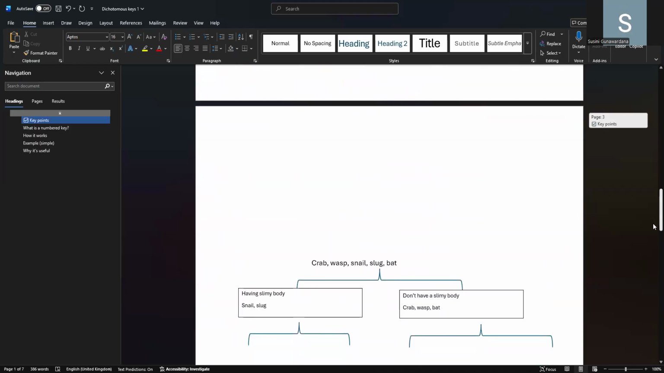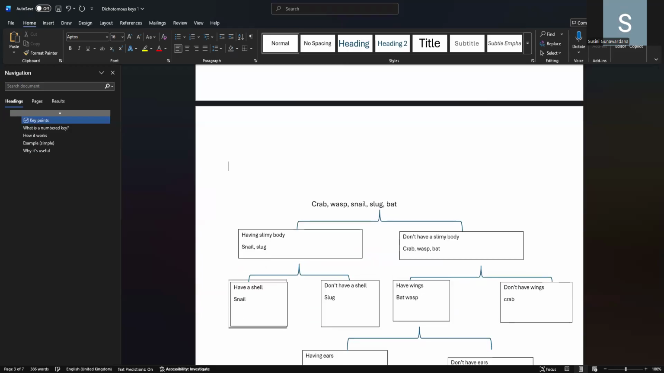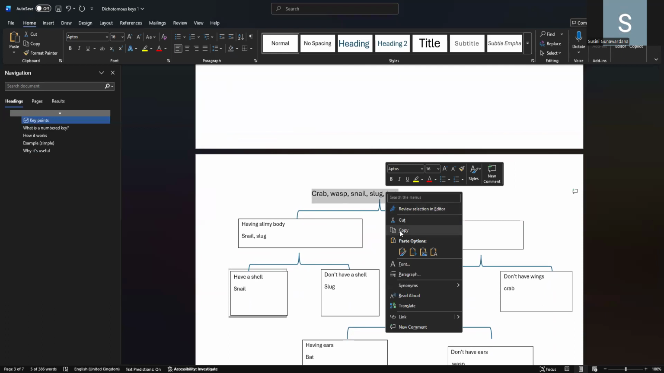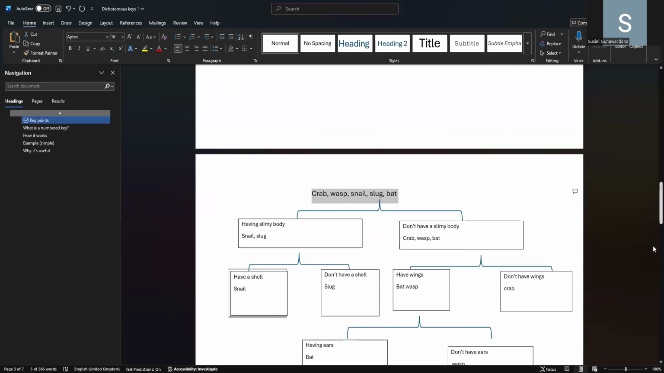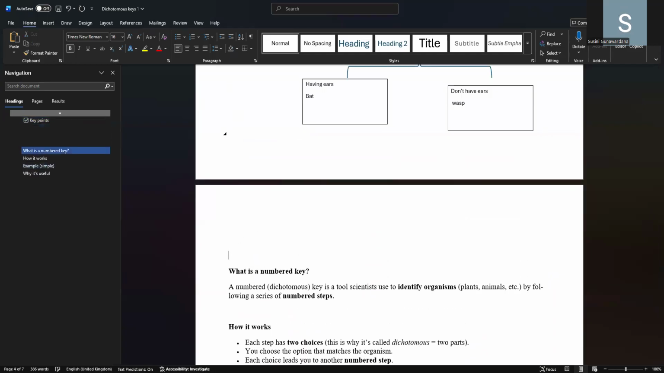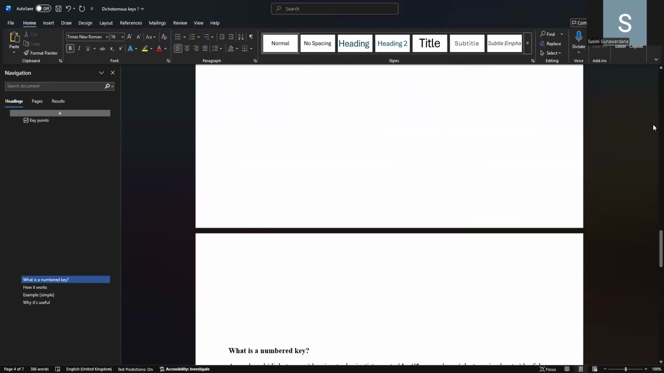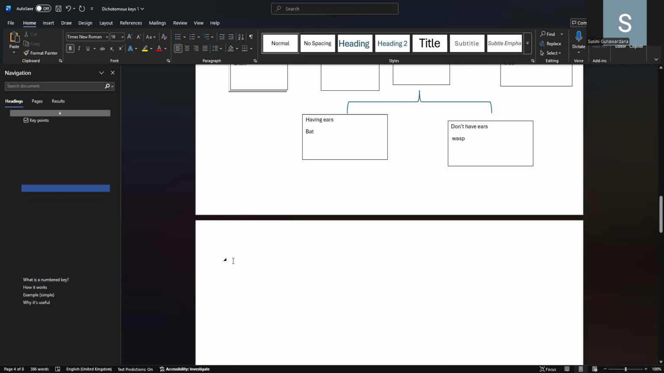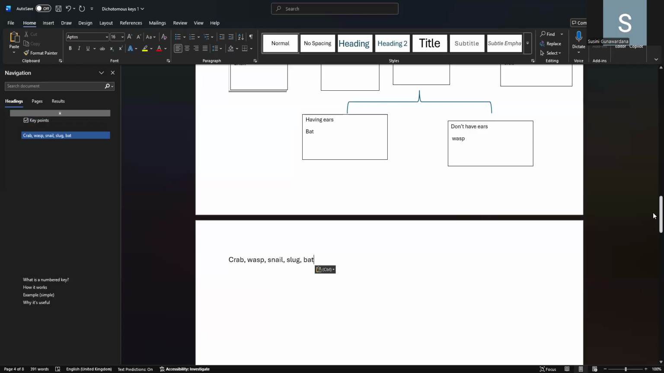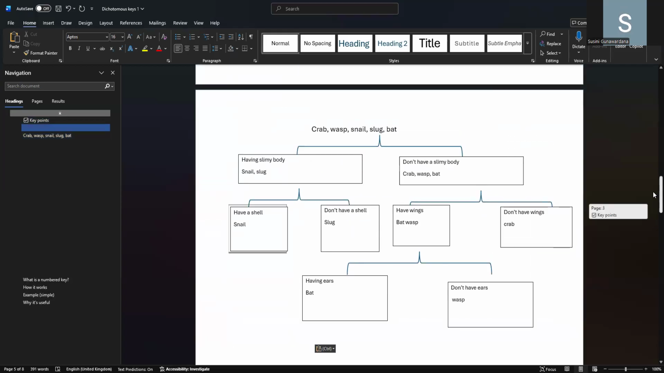We'll take the next example. That was crab, bat, snail, slug, bat. We'll do it. Okay, I'm taking it again and I pasted it. We'll do it like this way, right?